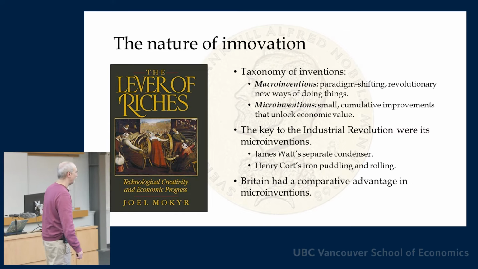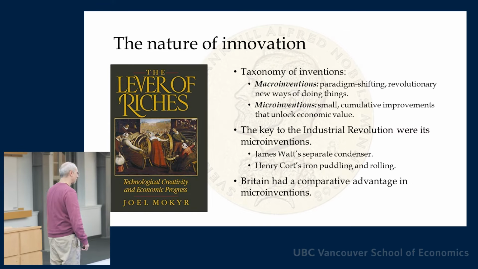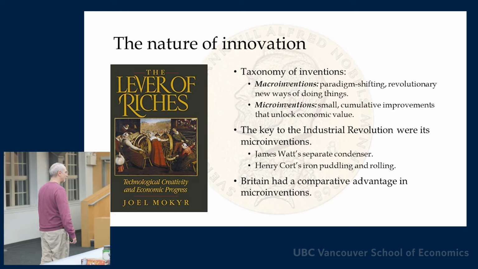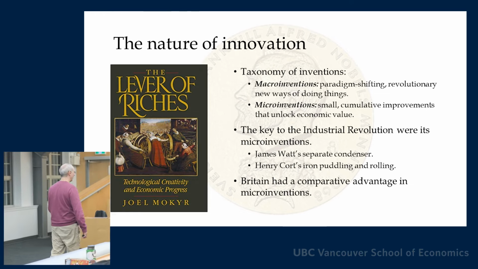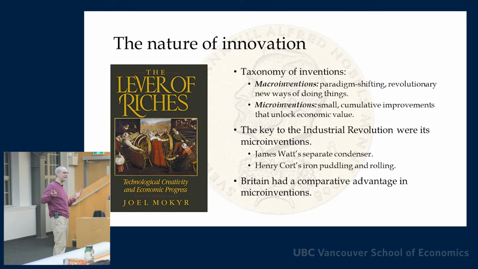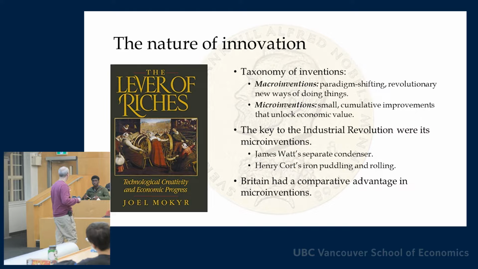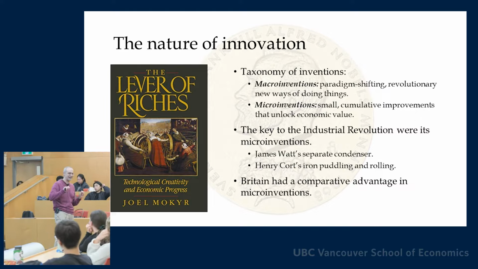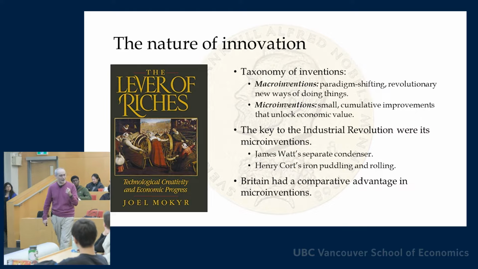And so Mokyr closes the book by saying, here's one key to why Britain had an industrial revolution. In Britain, there weren't many big ideas, but it was a place that had a comparative advantage in micro inventions. They were the thinkers, the adapters, the people that made it work.